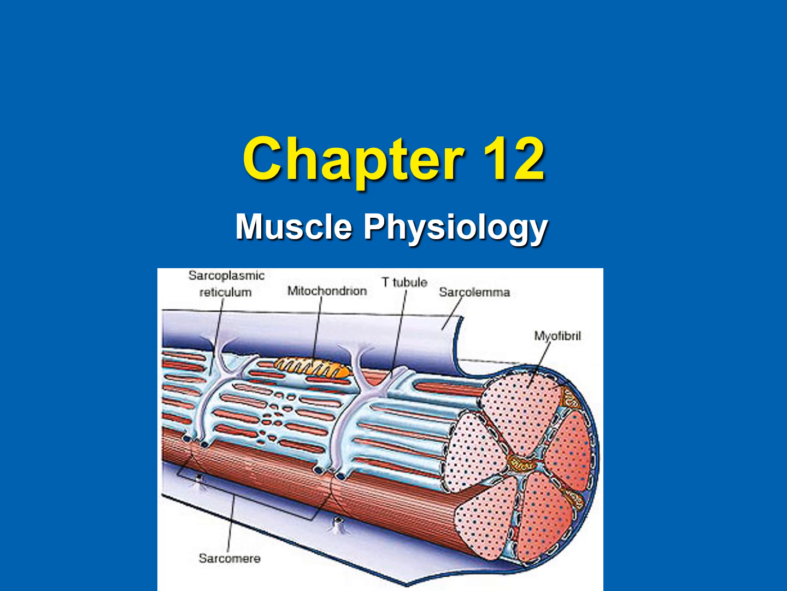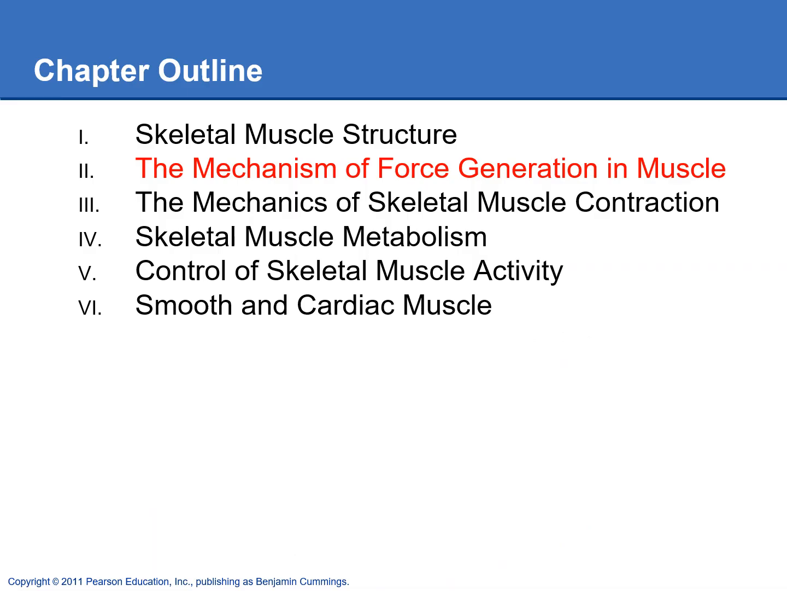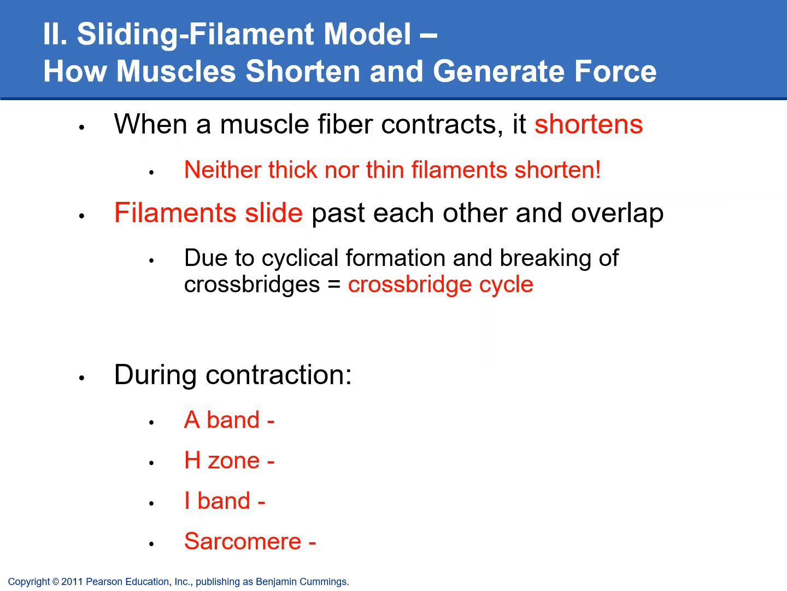We're going to take a look at how muscles contract in this lecture. The sliding filament model is what we use to describe how muscles contract and shorten. So that's really important to know. So the sliding filament model. So when muscles contract, they do shorten.